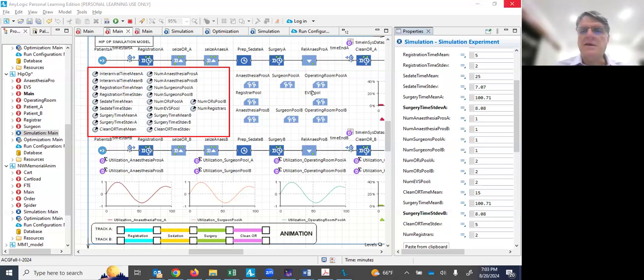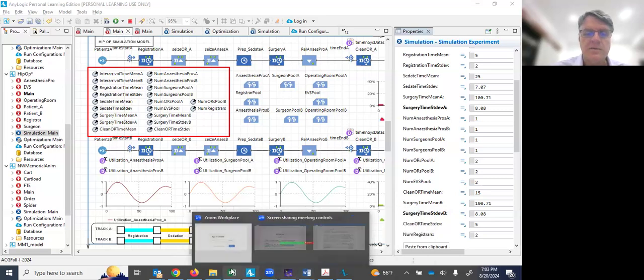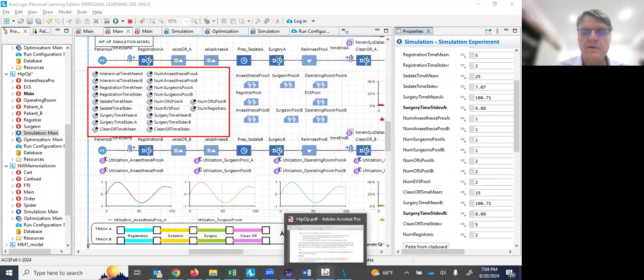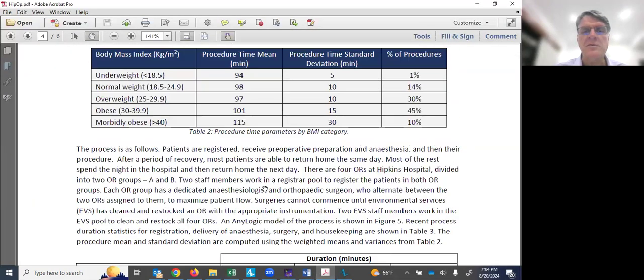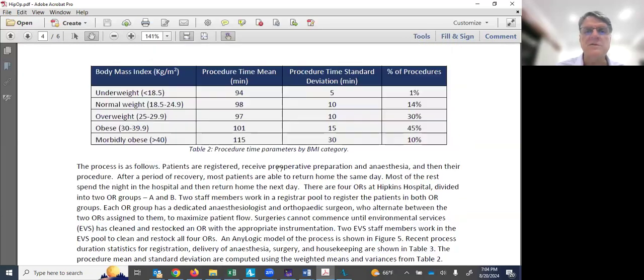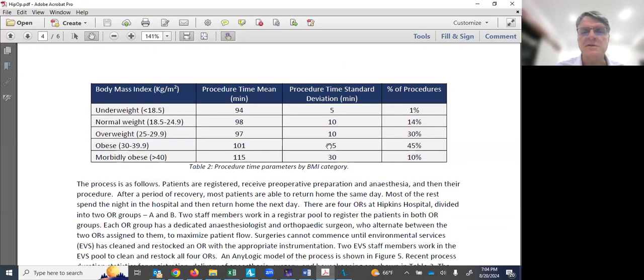So I'm starting with a base case again, just to confirm, the tracks have got one anesthesiologist each, surgeon each, and there's two ORs, and they're grabbing from their respective pools. So let me show you the original analysis. I just want to demonstrate what was entailed here. The surgery duration standard deviation, the processing time standard deviation, does increase as the BMI increases.